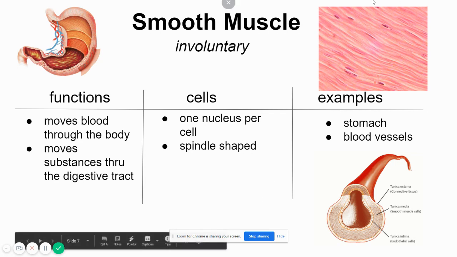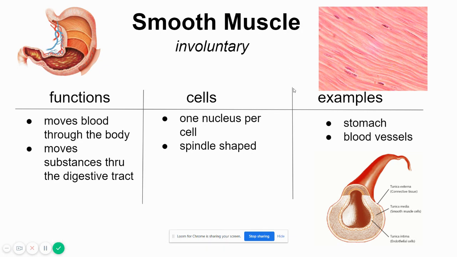And you can look at the picture in the top right to see what these look like. They look a little smoother. These guys are only going to have one nucleus per cell, and they're more elongated and kind of spindle shaped. They fit together really nicely.